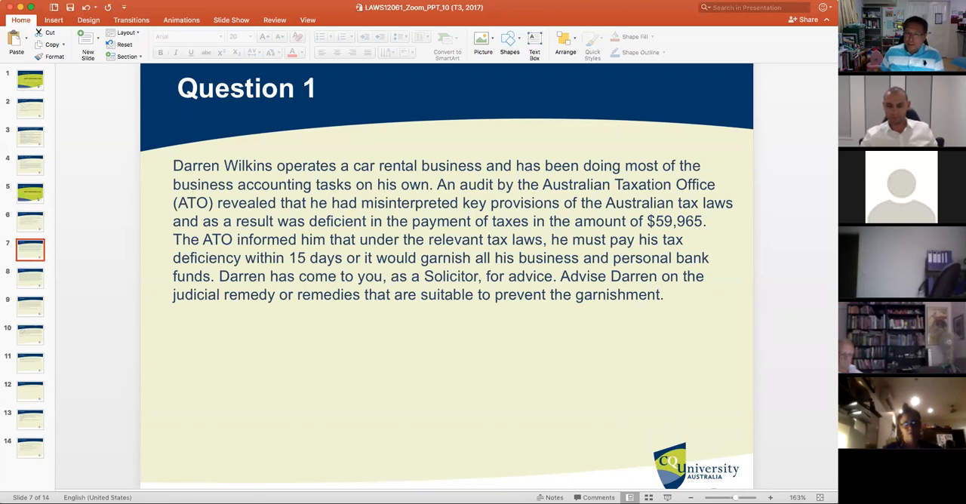The substantive and operative decision is that Darren Wilkins' business, his funds, will be garnished. So that is a substantive or operative decision already. At that point, there has been a decision made, and the decision that was made was actually to garnish his funds. And therefore, that would violate or impair the right to property of Darren Wilkins. So in that case, a judicial review remedy can be sought. Okay, so are we clear?